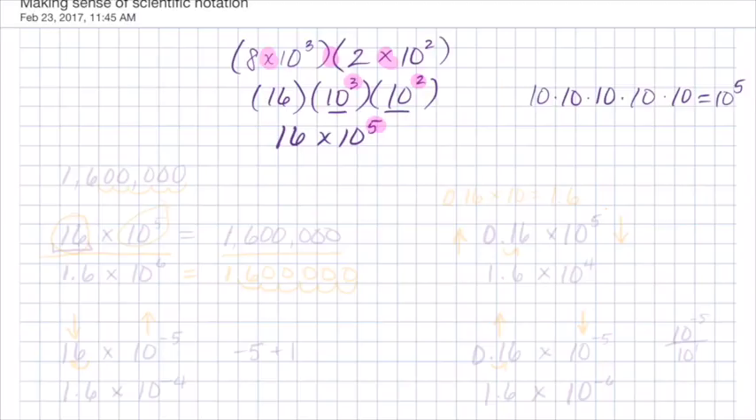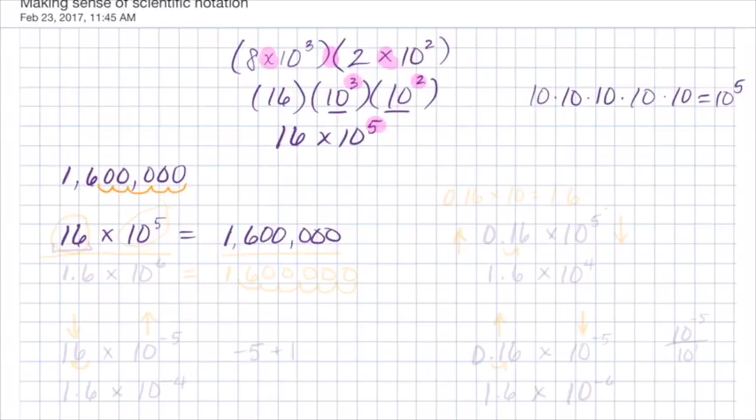So if we were to expand this 16 times 10 to the fifth power out into standard notation, it would be 1,600,000. The decimal was here, and we are moving it 5 swoops. 1, 2, 3, 4, 5. If we write it as an equation, it'll help us to see why the exponent moves the way it does. So 16 times 10 to the fifth is equal to 1,600,000.